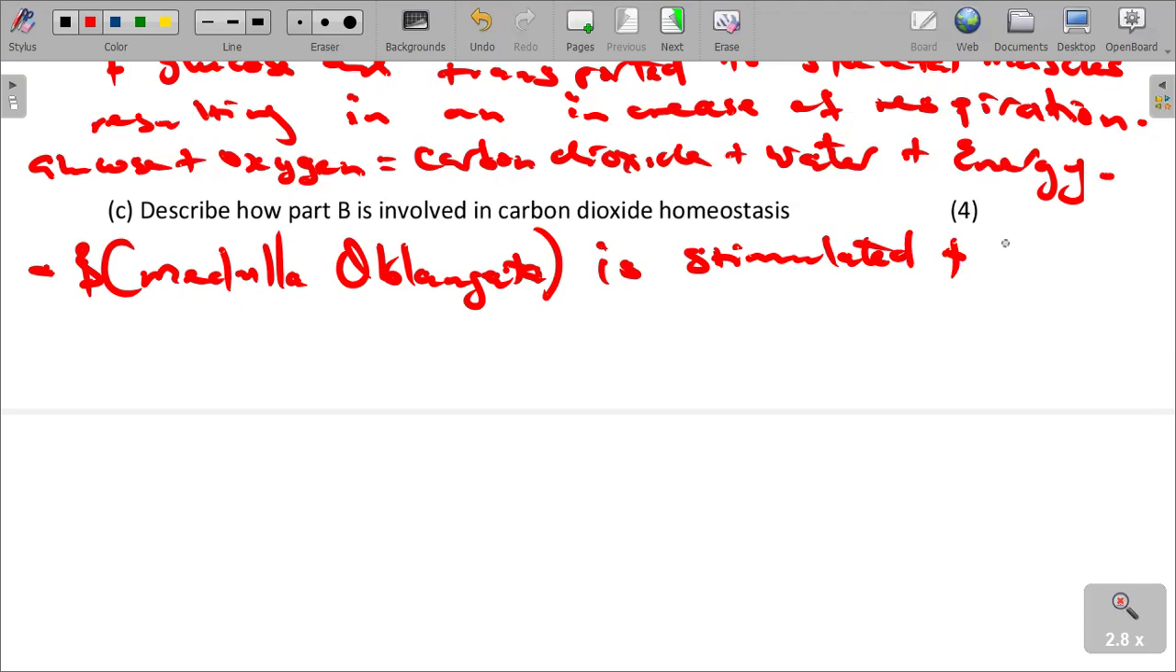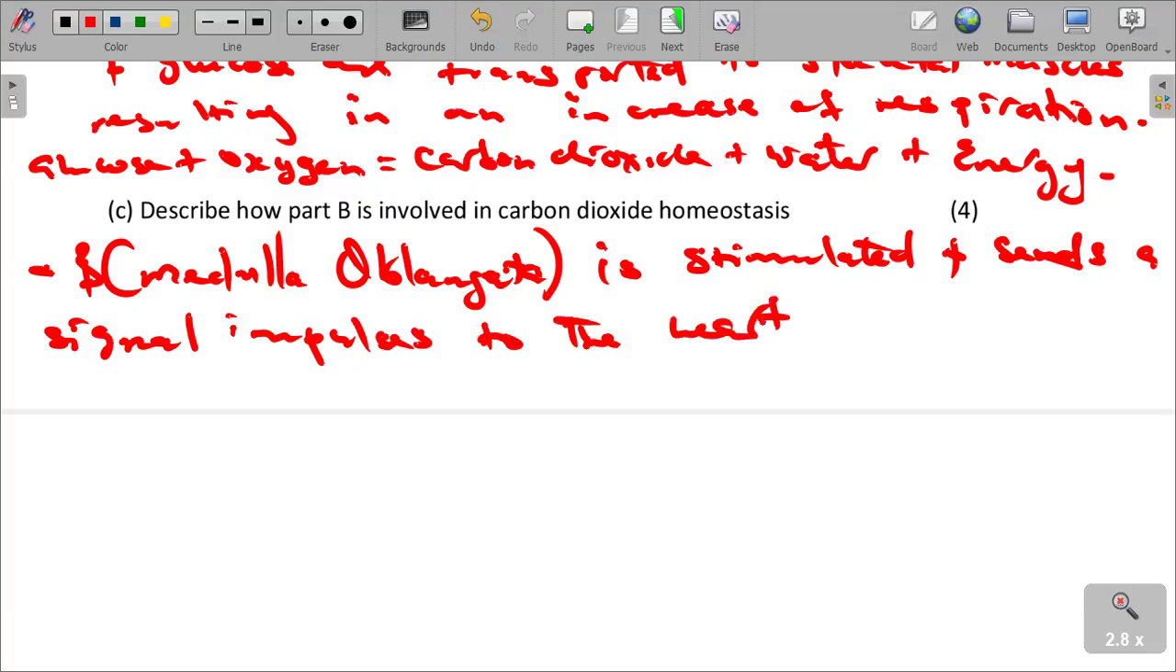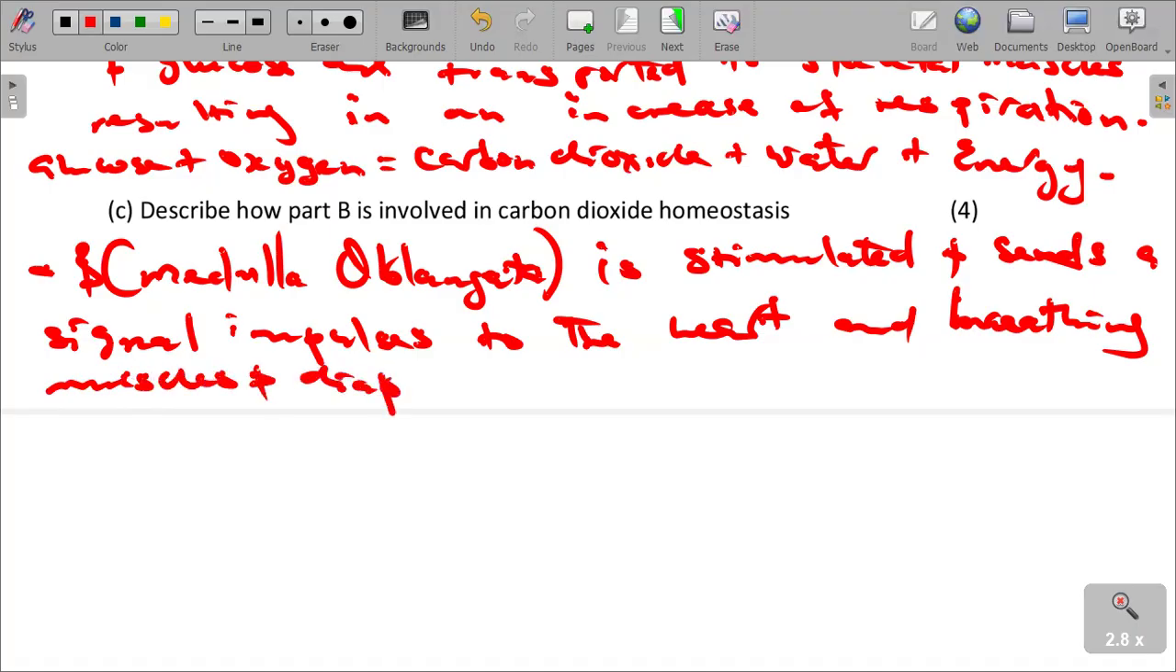It is stimulated and it sends a signal, or it is stimulated and sends impulses to the heart, and actually to the breathing muscles and costal diaphragm, to the heart and breathing muscles and diaphragm.